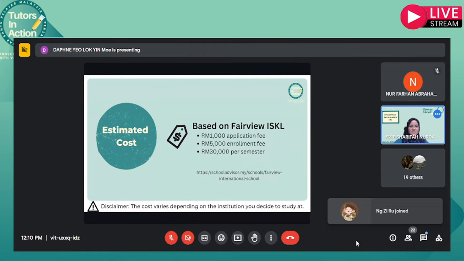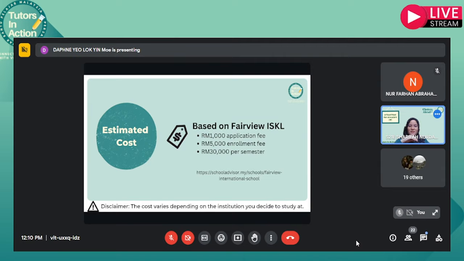Because I'm actually a scholar student under the MARA YTP program, the cost for me is already incorporated, along with my university cost, accommodation, and food. So it's a bit hard for me to say what IB's estimated cost is.